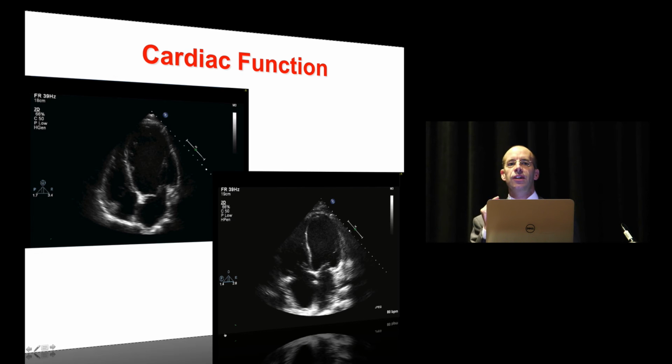So you can just train your eye to look at a heart and work out whether the function is normal or subpar or really subpar. And it's really as easy as that. You just have to see enough images. And I'll just show you 2 extremes and show you that you could learn that very easily.